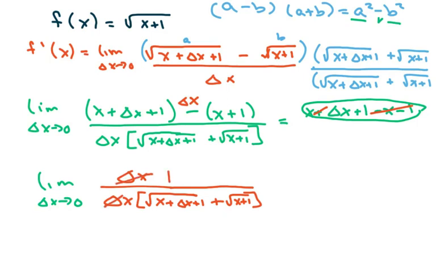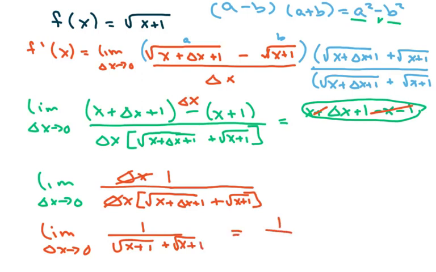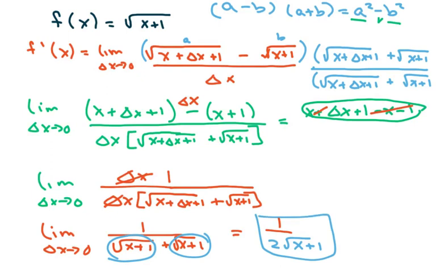Okay, now let's go ahead and plug in the 0. And when you do that, you get the limit as delta x approaches 0. If you plug in the 0, you're going to get 1 over square root of x plus 1 plus the square root of x plus 1. And that equals 1 over, we have 2 of these. 1 here and 1 here. So that's 2 of those. And that's your final answer.